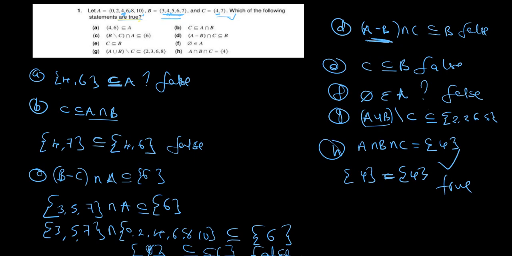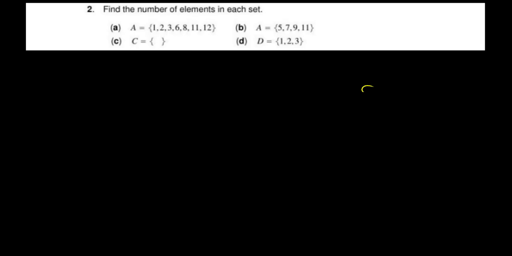Find the number of elements in each of the sets. What you should know is the formula: the number of subsets is equal to 2 to the power n, where n is the number of elements. Don't forget this, it will be used in the lessons that we might cover. So that is it.